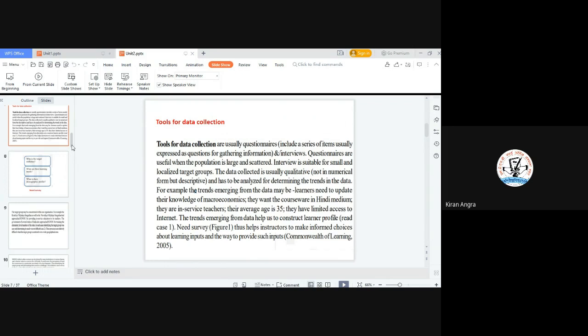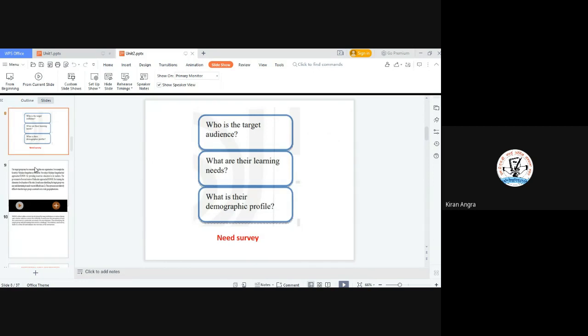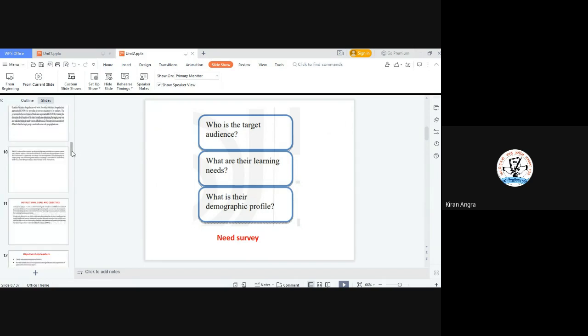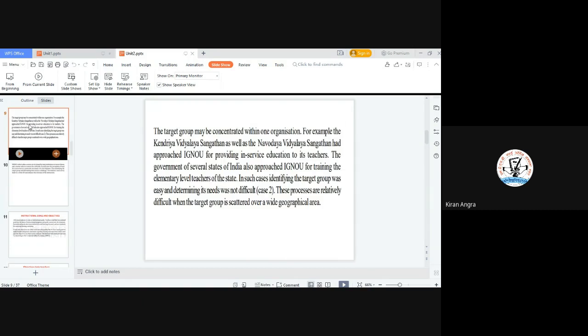So this is how need-based survey data is collected after collecting the learning experiences. As the target group, I should take the example of KVS schools, Kendriya Vidyalaya Sangathan, as well as Navodaya Vidyalaya Sangathan. They approached IGNOU for providing in-service education to teachers. The governments of different states of India approached IGNOU for training elementary level teachers of the state. In such cases, identifying the target group was easy and determining its need was not difficult. They provided the group, although the group was scattered over a wide geographical area.